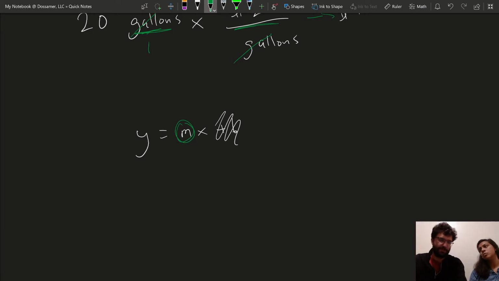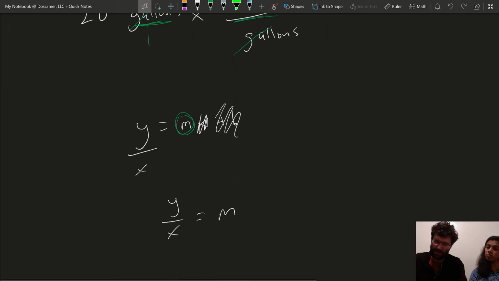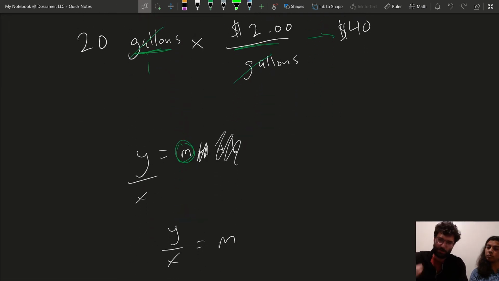But more importantly, if you've ever taken algebra, the visual metaphor for this is if you ever graph a line, you have y equals mx plus b. If you forget the b for a second and just think of it as 0, this m is the same thing sort of as our unit cost. If we solve this, we can move the x over here. Y over x is m. This ratio between y and x, which m represents, lets us take any x, any quantity of gallons, and turn it into any y, any quantity of dollars.